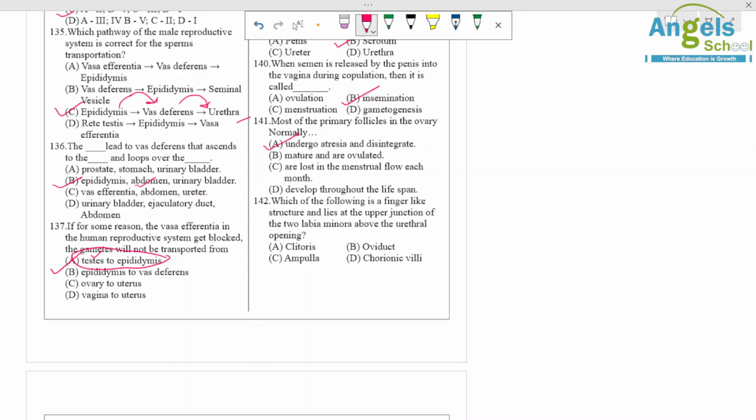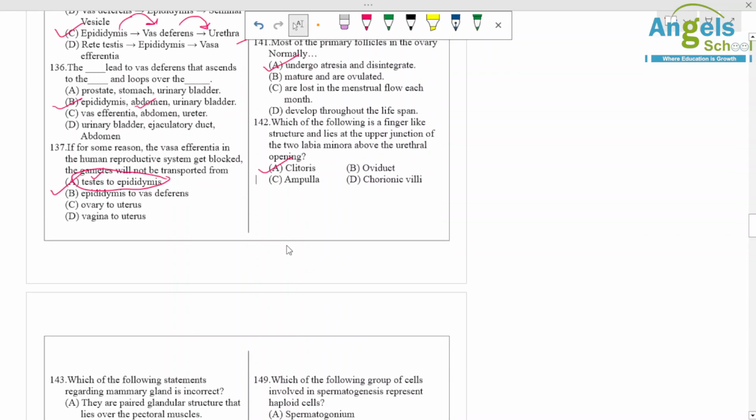Okay, question number 142. Which of the following is a finger-like structure that lies at the upper junction of the two labia minora above the urethral opening? So it's the definition of the clitoris. So the correct option is A.